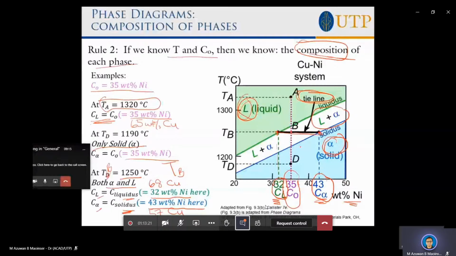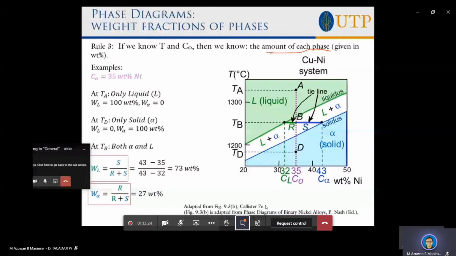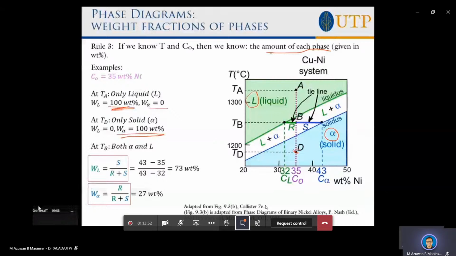Now, another question. How about the amount of each phase? Okay, so back to our point A just now. Over here, you are only a liquid, so you have 100% liquid, no solid, right? And then how about at point D? You are 100% alpha, so nothing else. Your weight percent is 100% in solid. The issue now is when you have two phases. When you have two phases like at point B, how do you calculate the amount? Easy, very easy if you listen to me now.